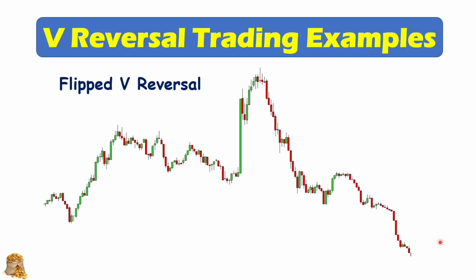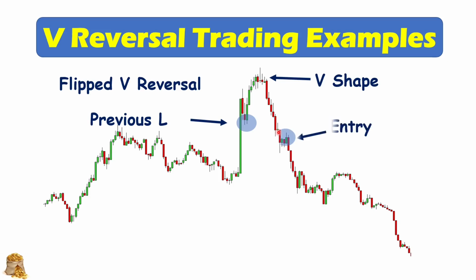Now let's have a look at the flipped V reversal example. Take a look at this chart. We have an uptrend here, and then we have a V-shaped reversal because we have consecutive bear bars here. And these bear bars will take down the previous low here, and then it moves downward. This bull doji bar can serve as the pullback, or these two bull bars can serve as the pullback. Then we enter here. So the trend continues downward.